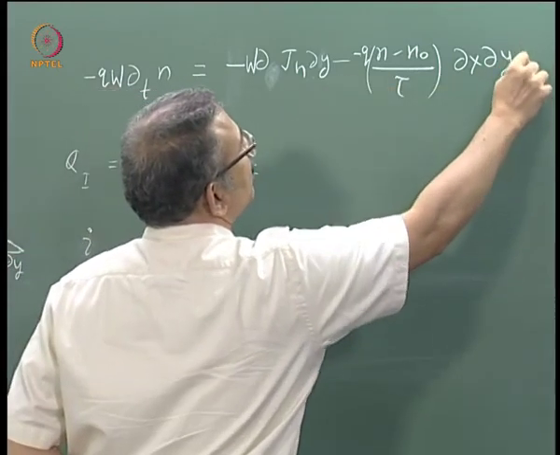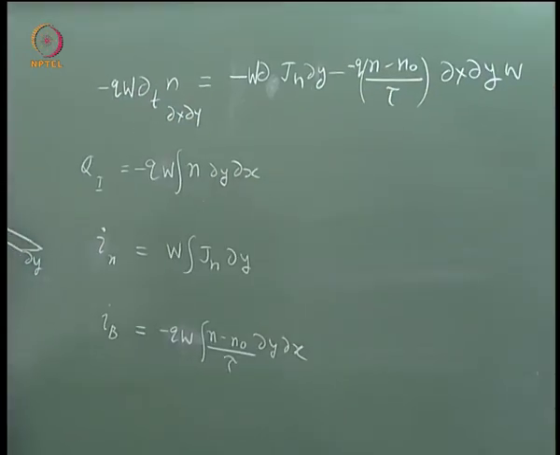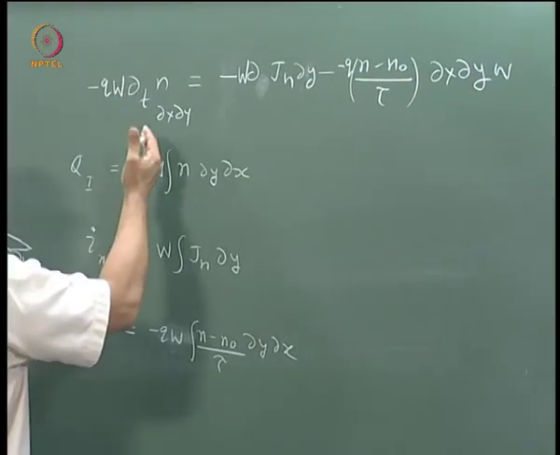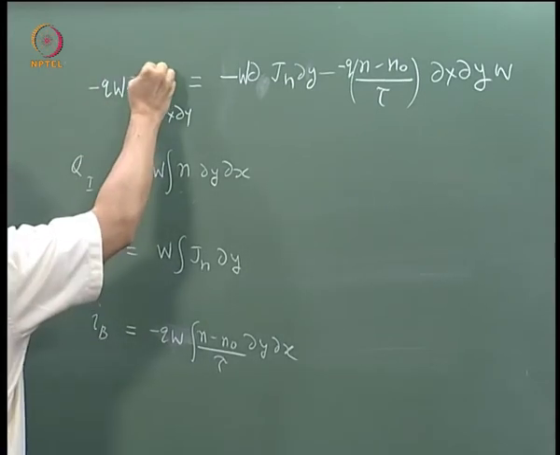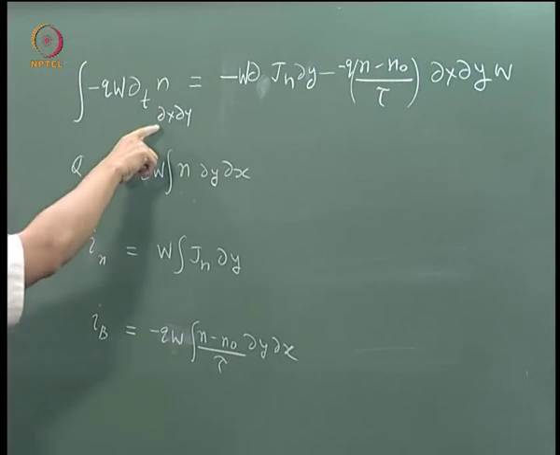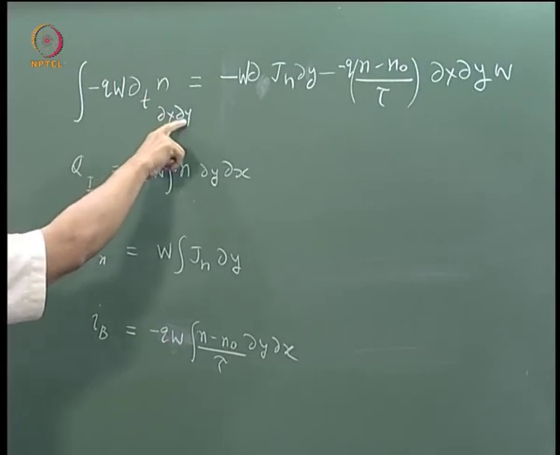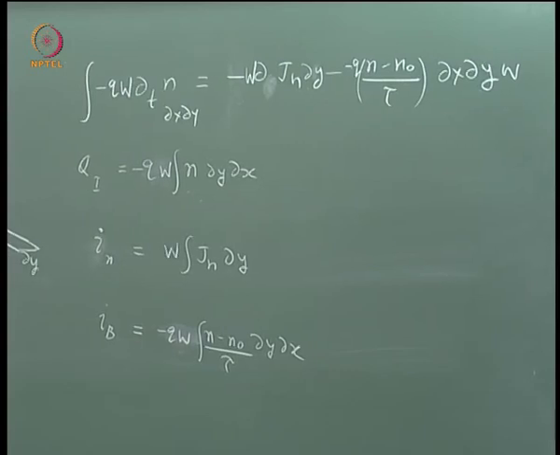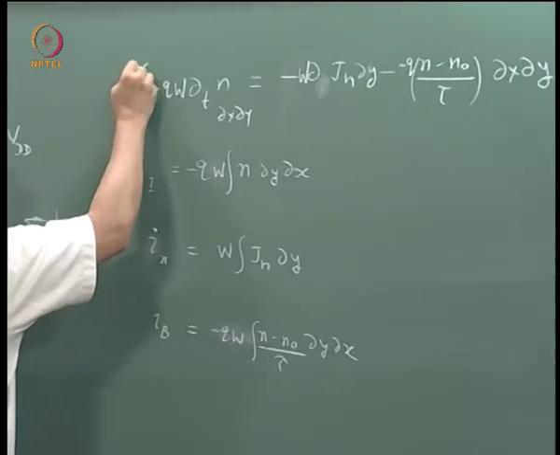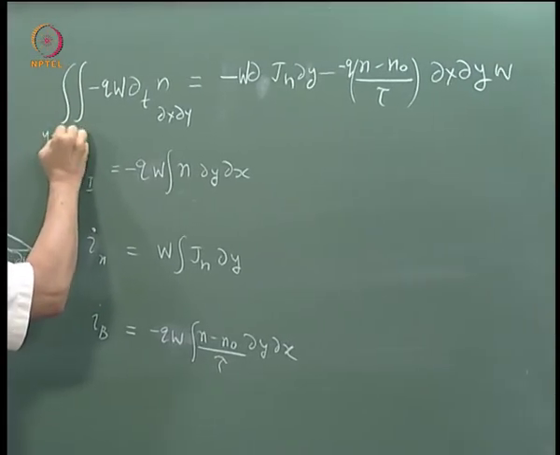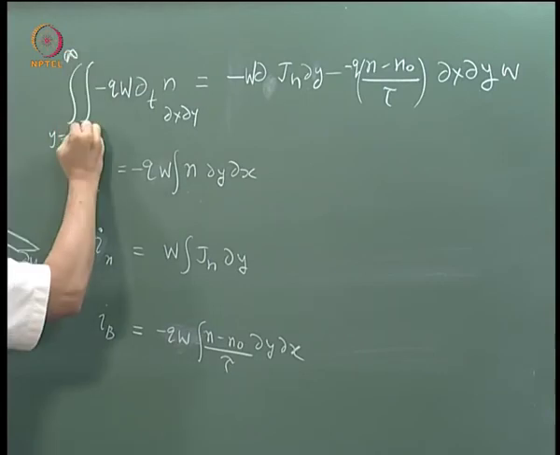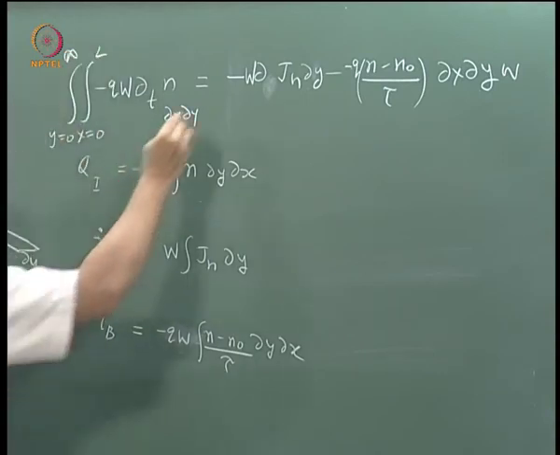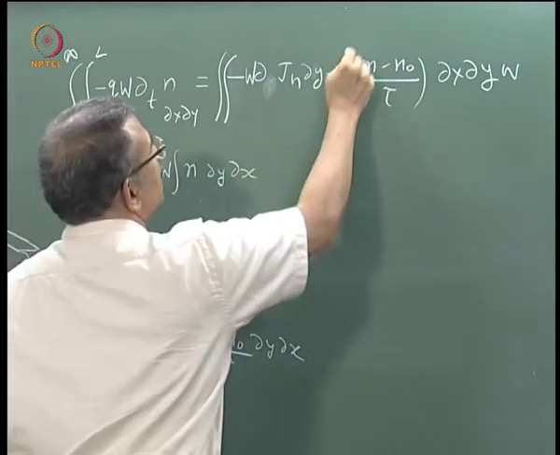Let me put it on this side because there is no place here. So now what I do is I integrate. When I integrate this, it is a double integration. I integrate with respect to y from y equal to 0 to y equal to infinity, and in the x direction, I integrate from x equal to 0 to x equal to L. This is the channel length L. So you have to do the same thing on each of these terms.